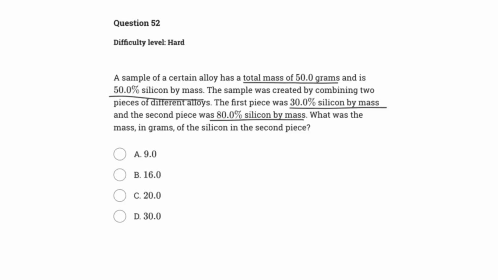So to solve this problem, we need to set up a system, right? So what we know now is that the first piece and the second piece make up this certain sample of alloy. And so what we can determine is that the total mass, this is pretty much the only information we're given in terms of actual mass, is that the total mass of the alloy is 50 grams. So we can write 50 equals, and now we need to create some variables. Let's create it as x and y. So x is the total mass of the first piece, and y is the total mass of the second piece.